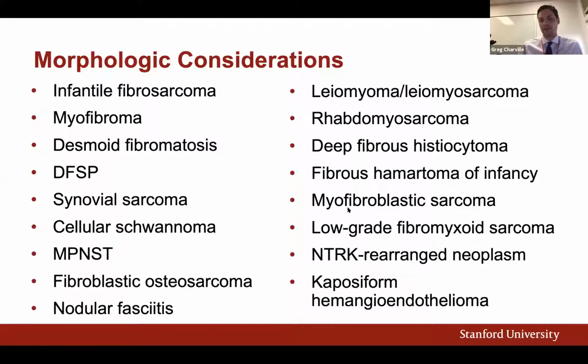Fibrous hamartoma of infancy, I'll also highlight here. We didn't see a triphasic appearance, but certainly you can have overgrowth of the spindle cell component of a fibrous hamartoma of infancy, and you can even have sarcomatous transformation in those lesions. So just some morphologic considerations. I'm sure you all have others that I did not really even raise here.